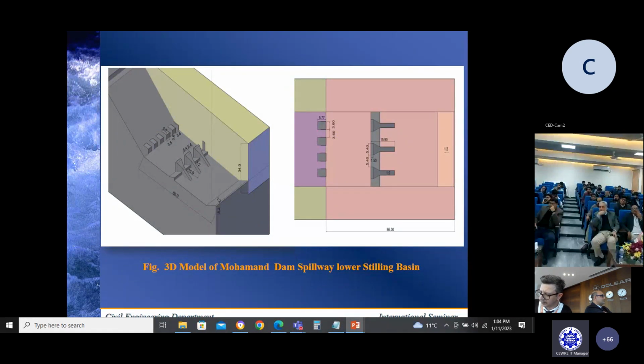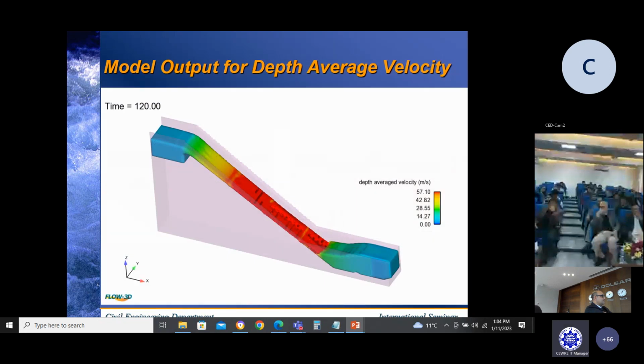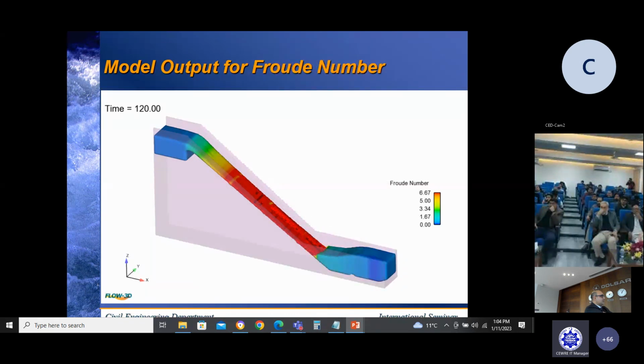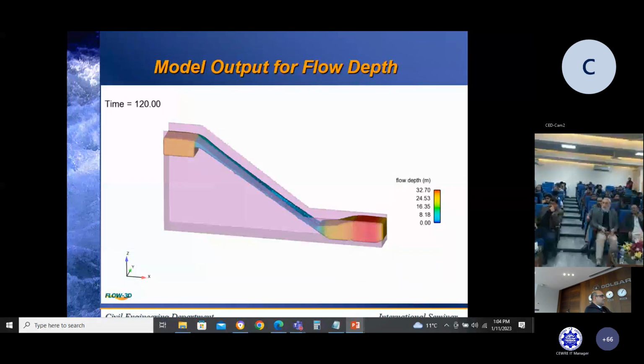This is the 3D model of the Mohmand lower spillway, which was imported in the model, and the following were the results. This is the model output for the depth average velocity. You can see the velocity is varying from 10 meters per second to 57 meters per second. This is another model output which shows the Froude number variation along the chute and the stilling basin. And this is the model output which shows the flow depth variation along the chute and in the stilling basin.